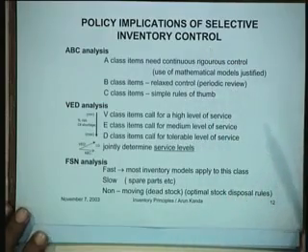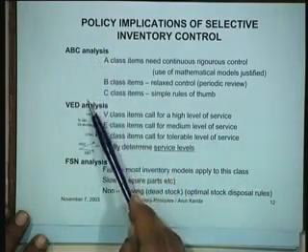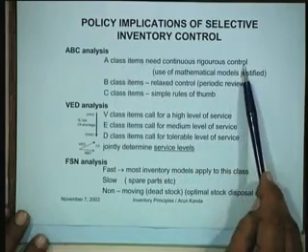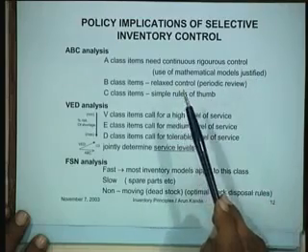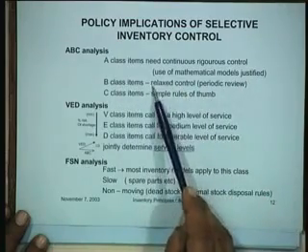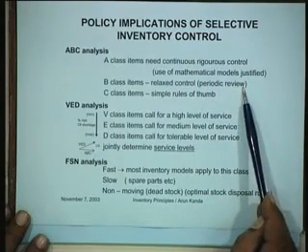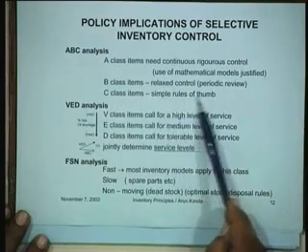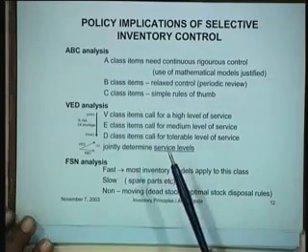What are the policy implications of selective inventory control? ABC analysis, what does it mean? It means simply that A class items need continuous rigorous control. So use of mathematical models is justified for these items. B class items generally need relaxed control. So you need typically a periodic review for these items. For C class items, even simple rules of thumb will do. That is how you handle these various items.